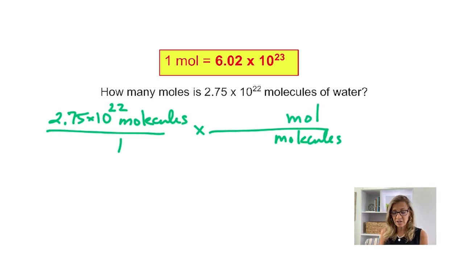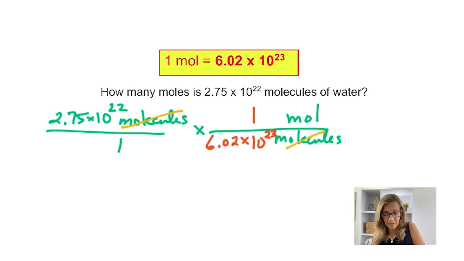Now I have my units set up. I know it's going to work because I can see that molecules will cancel and I'll be left with moles. Now let's put the numbers in. Well, the 1 always goes with the mole, and the 6.02 goes with the molecules. So now when I multiply, what's going to happen? My units go, so I'm going to do division.